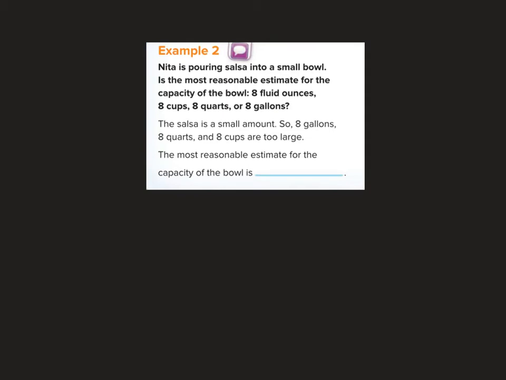Nita is pouring salsa into a small bowl. Is the most reasonable estimate for the capacity of the bowl 8 fluid ounces, 8 cups, 8 quarts, or 8 gallons? A small bowl. The salsa is a small amount, so 8 gallons, 8 quarts, and 8 cups are all too large. The most reasonable estimate for the capacity of the bowl is 8 fluid ounces.